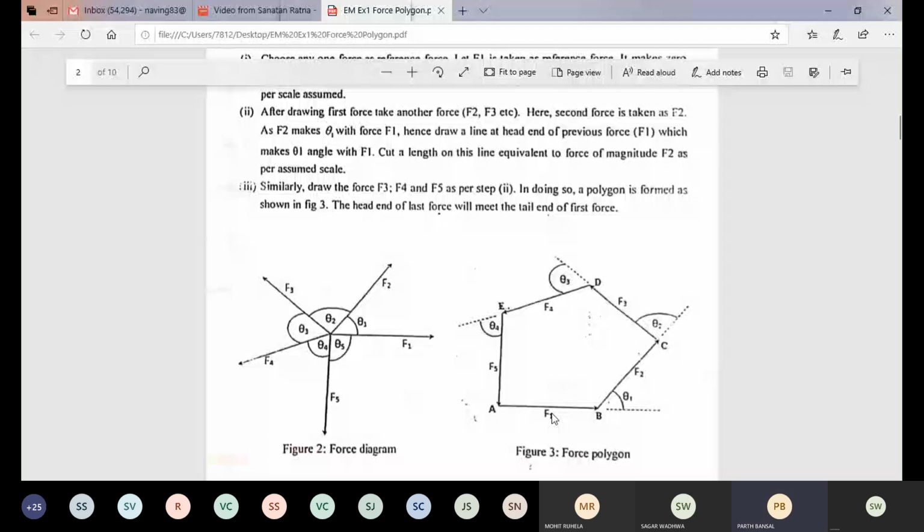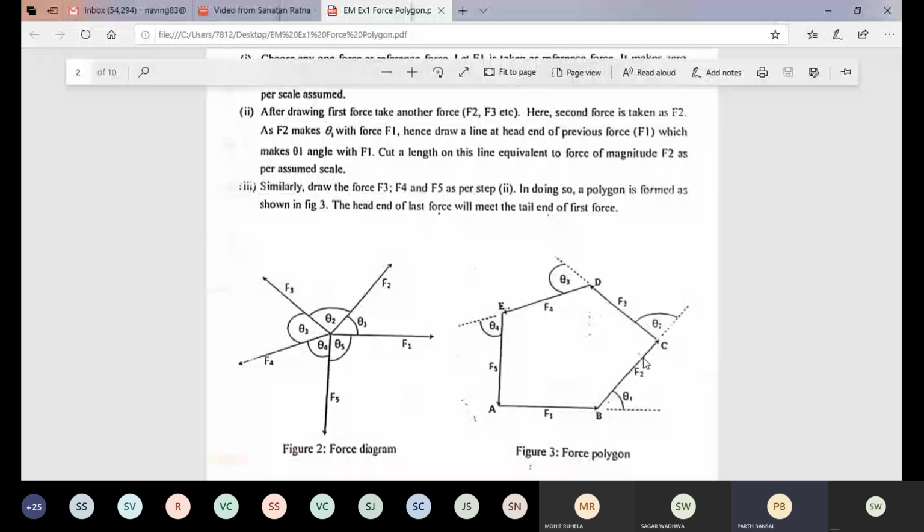Yes, sir. After that, for the second weight, B to C, you have to mark the length again. How will we take the length? We will see what weight is hanging at the point B. Let us say it is 450 grams. So 100 gram is equal to 1 centimeter. That will be 4.5 centimeter, so you have to make 4.5 centimeter.